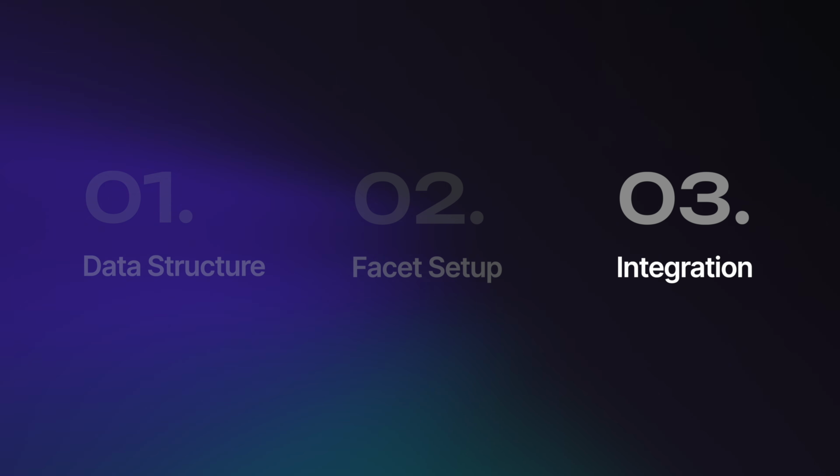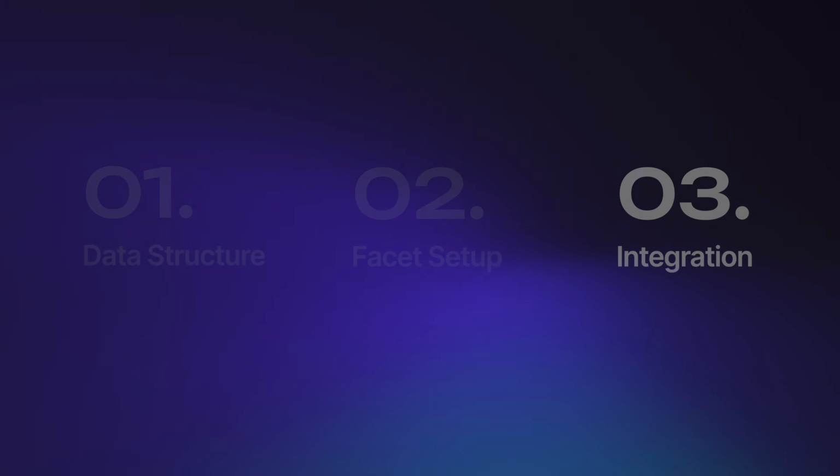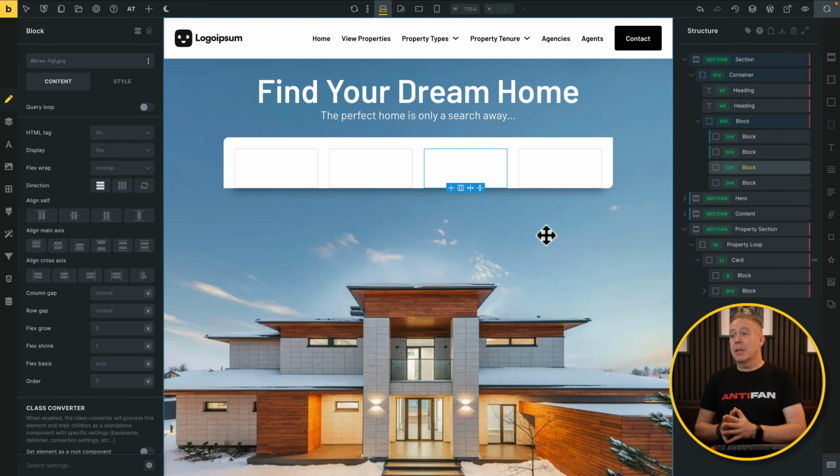The third and final section is to add these facets into our overall design and ensure that everything is working correctly. So we're now into GridBuilder, and this is where we're going to insert our facets and our reset button. So let me quickly show you what I've got set up. And like I say, this isn't limited to using Bricks. You can use Elementor, you can use Gutenberg, you can use all manner of different things. The process is fundamentally the same.